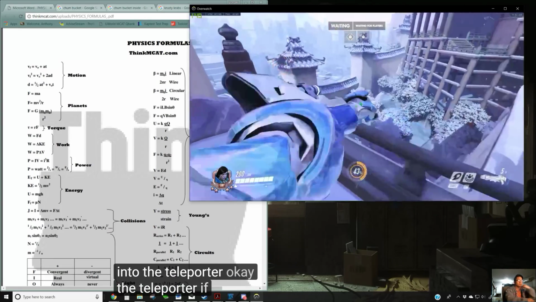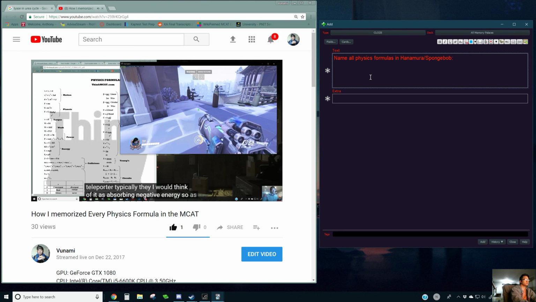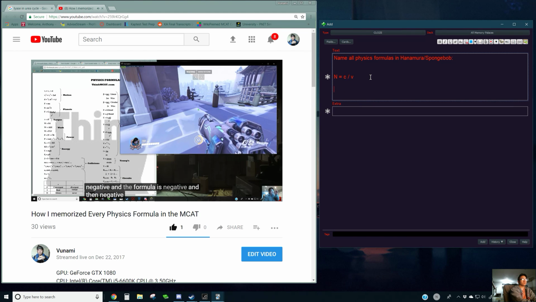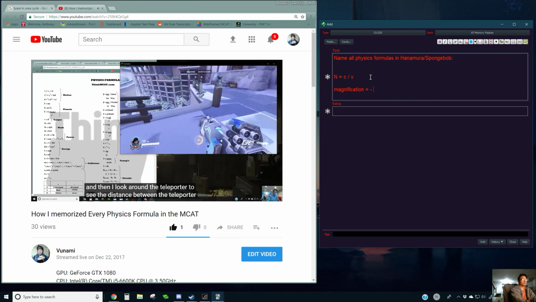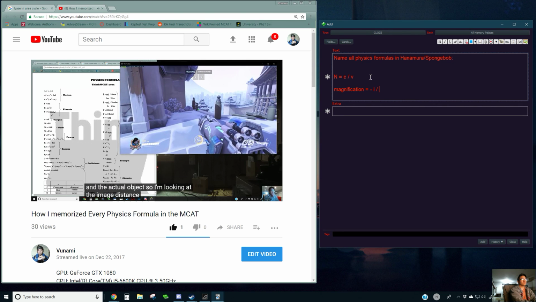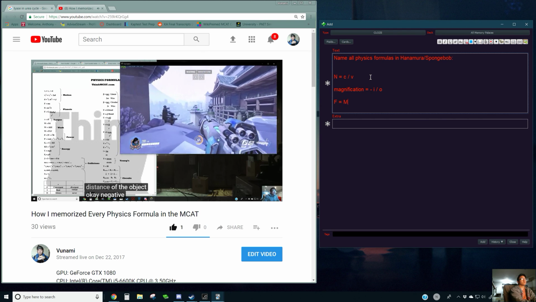The teleporter, if I didn't say this already, I'm going to say now: I would think of it as absorbing negative energy. As it absorbs negative energy, we can assume that most of the formulas associated with the teleporter are negatives. So we're going to use a negative formula here, and the magnification formula is negative: negative the image distance over the object distance. I'm looking at the image through the teleporter first, and then I look around the teleporter to see the distance between the teleporter and the actual object. So I'm looking at the image distance first over the distance of the object. Negative.